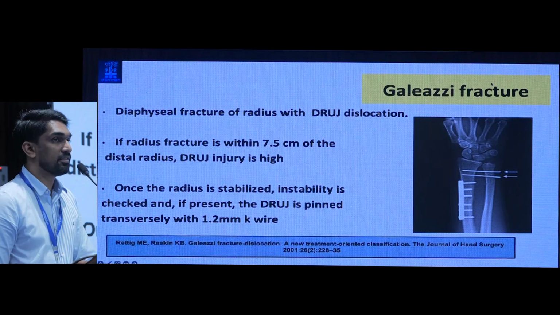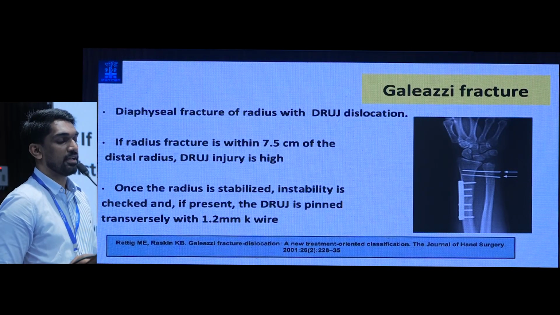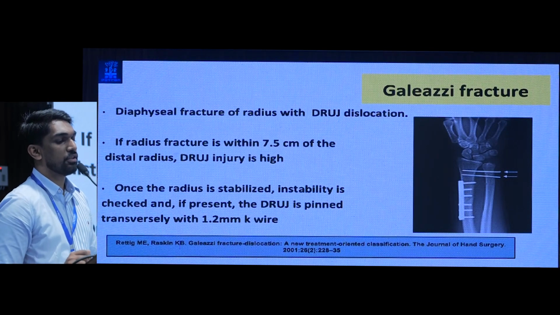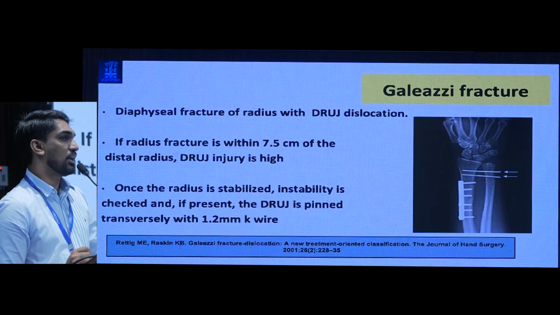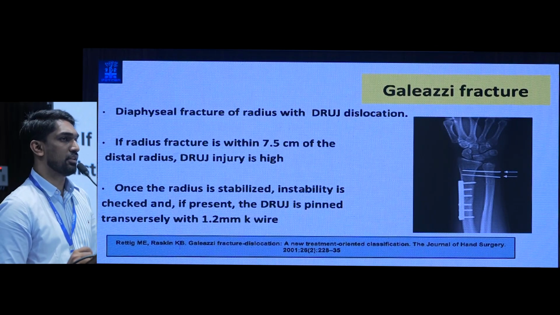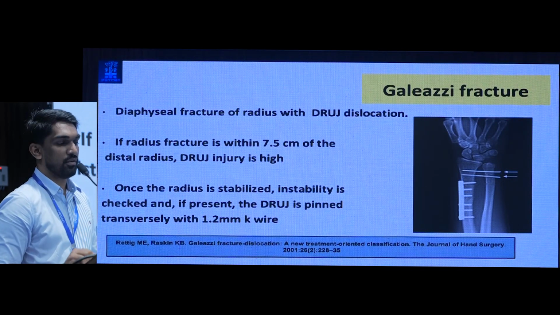So this is another thing, Galeazzi fracture. This is also something that we commonly see. You have to do an ORIF of the radius. Then once you fix the radius, you start assessing. One thing you have to make sure while assessing is that you do the anteroposterior stress test in 3 positions, that is neutral, supination or pronation. So you should know in which position it is stable. Then you start fixing it with the K-wire.